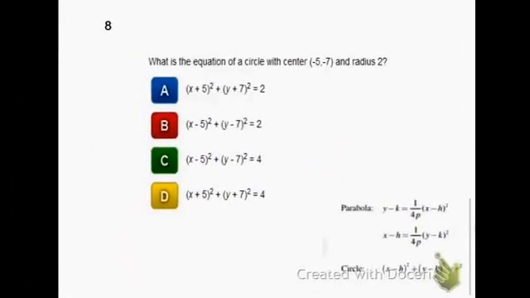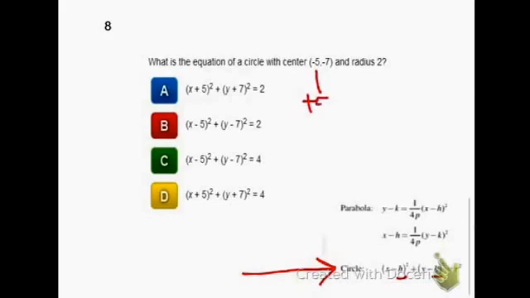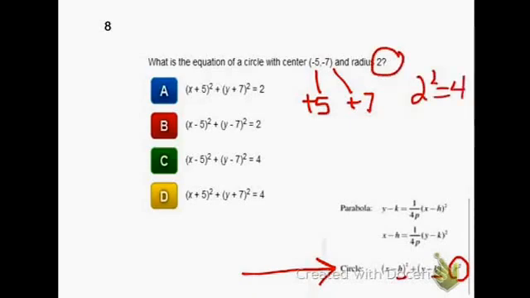Number 8. What is the equation of the circle with a center -5, -7, and a radius of 2? This is where we need to go to our formula sheet. I've pasted part of it here. Here's our circle. Remember, we take the center, which is H and K. We change the sign, so that's going to become +5. And this one's going to become +7. And I'll also have to square the radius. So if I square 2, 2 squared is equal to 4. So I'm looking for +5, +7, and 4. So the answer is D.